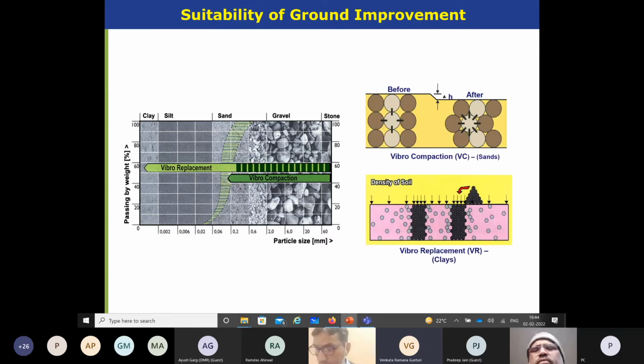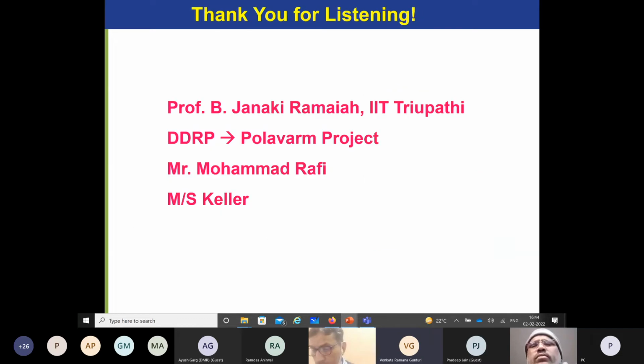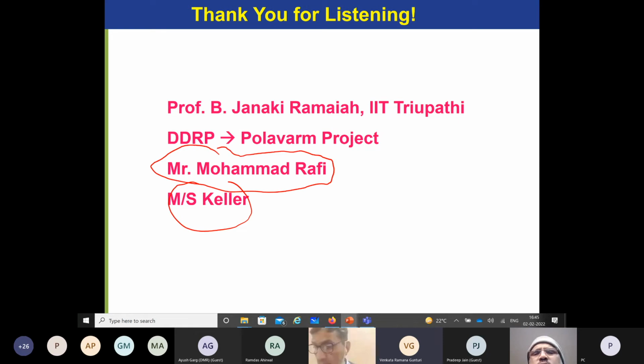Also, I'm sure this must have been shown by somebody. In this presentation, Professor B. Janakiramaya at IIT Tirupati helped me out. And Mr. Skeller, Mr. Mohammad Rafi, has been associated with the project for almost a decade or so, or 8 years or 6 years. Several contractors changed, but Mr. Mohammad Rafi is constant. And thanks to the Dam Design Review Panel for giving this opportunity to work.